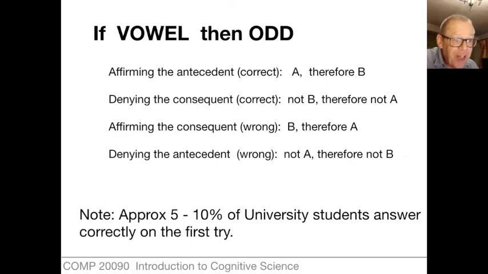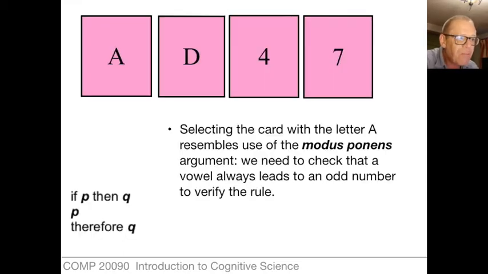The logical fallacies would suggest that if there's an odd number, that has consequences for whether there's a vowel or not. And the other logical fallacy would say if it's not a vowel, that we can draw inferences about the other side. Well, about 5 to 10% of university students get this correct on the first time. This seems to be Mr. Wason's game. He likes to critique university students' reasoning.